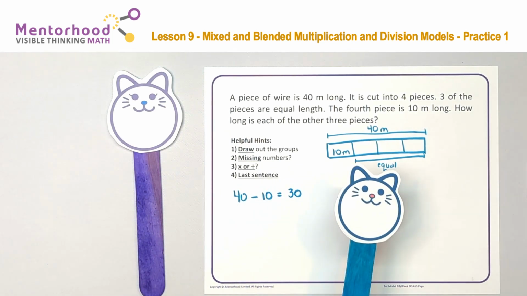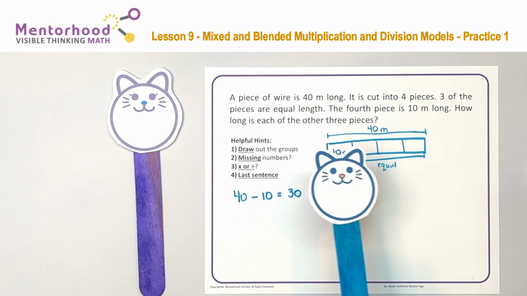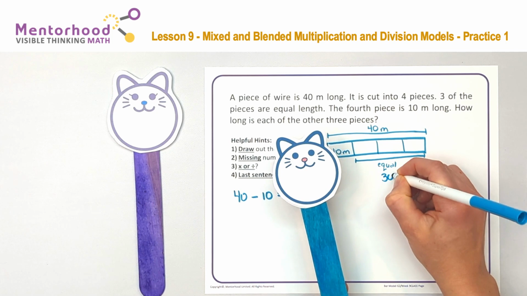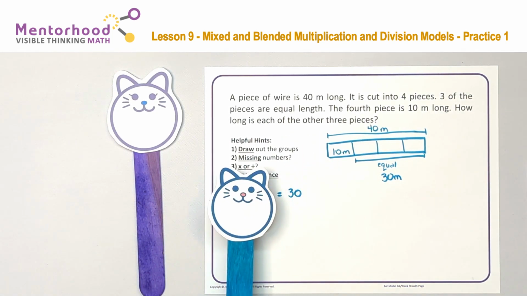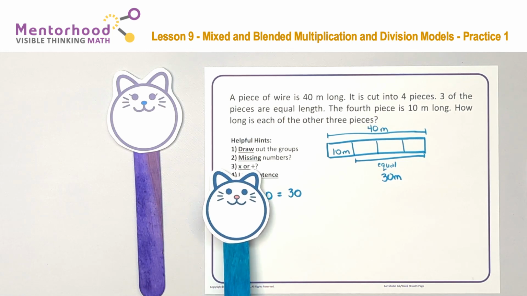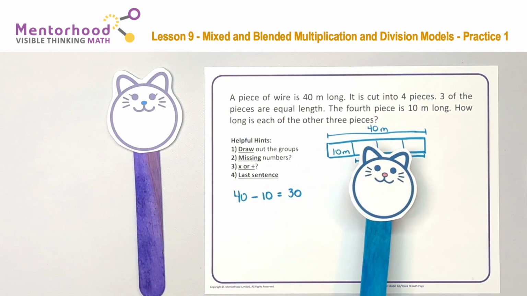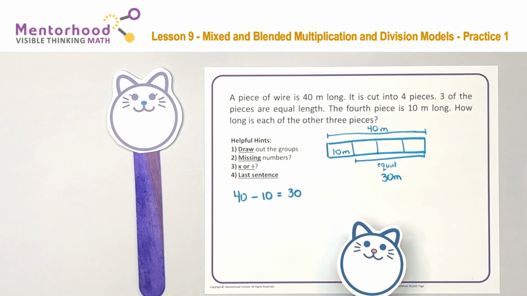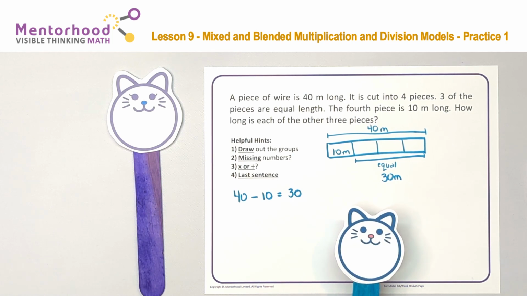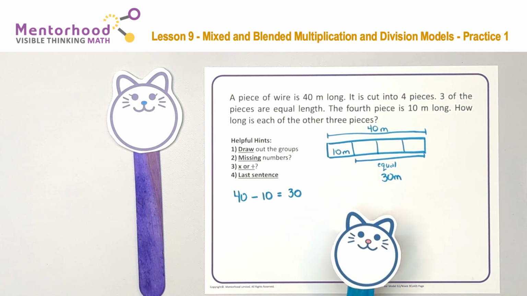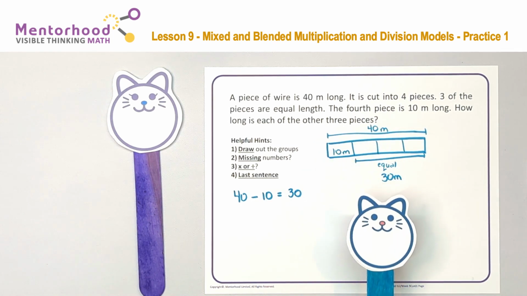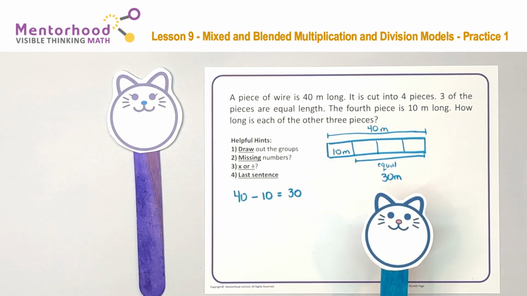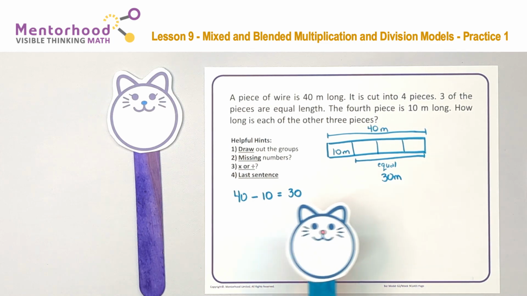Okay, so now I know that these 3 boxes here are 30 meters. Now what? Let's see. Do I need to multiply or divide to get these amounts? I sure do. Which one? Division, because I've got a total. I know that there's 3 boxes, but I don't know how many is in each box. So let's divide.